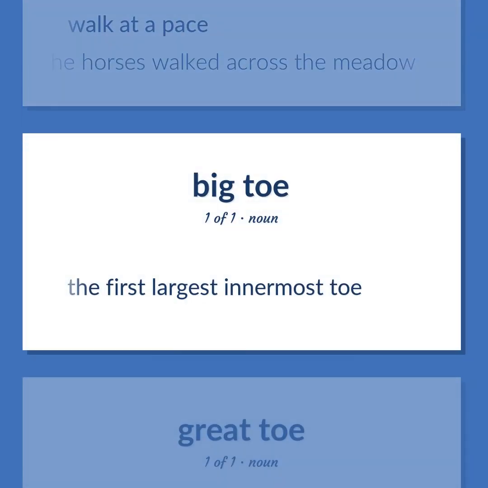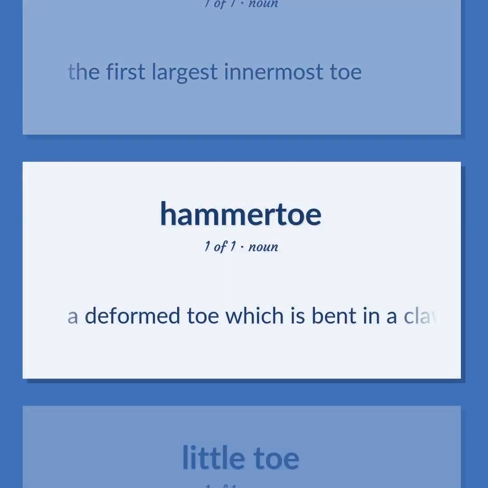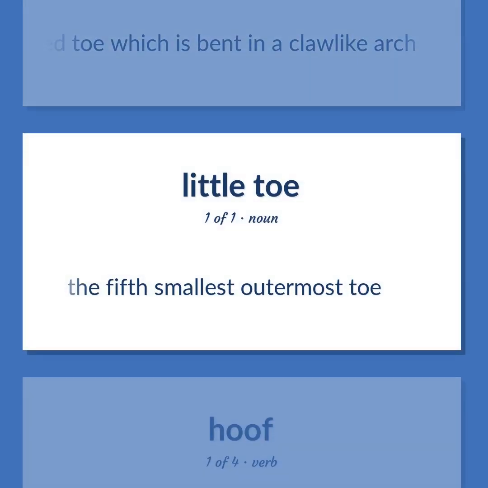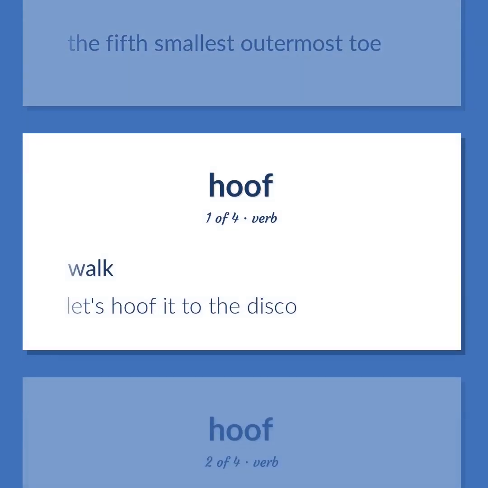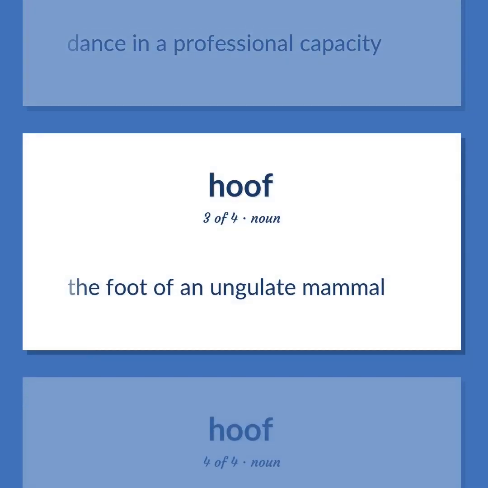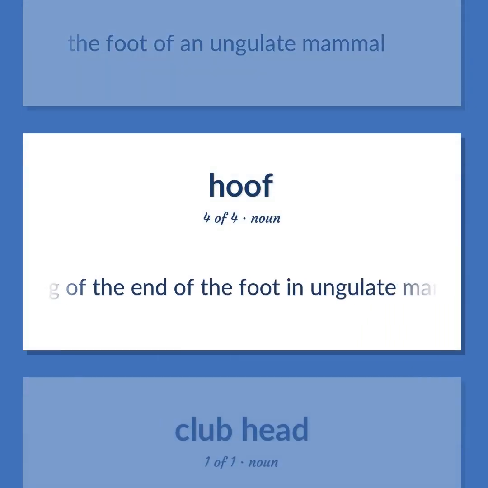The first largest innermost toe. A deformed toe which is bent in a claw-like arch. The 5th smallest outermost toe. Walk. Let's hoof it to the disco. Dance in a professional capacity. The foot of an ungulate mammal. The horny covering of the end of the foot in ungulate mammals.